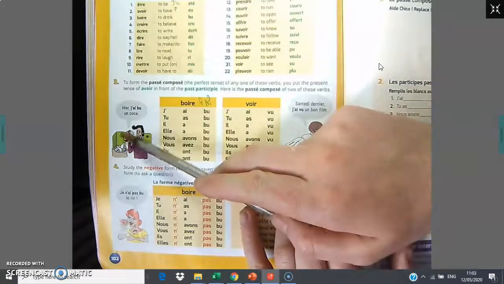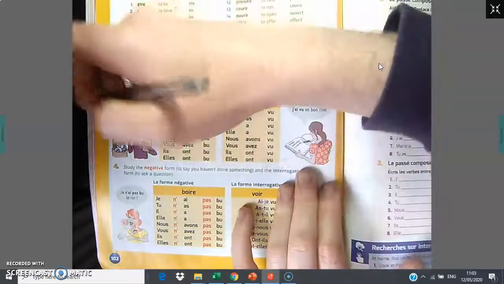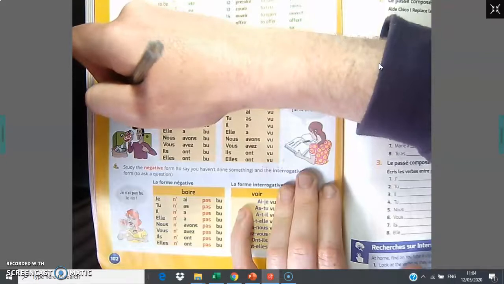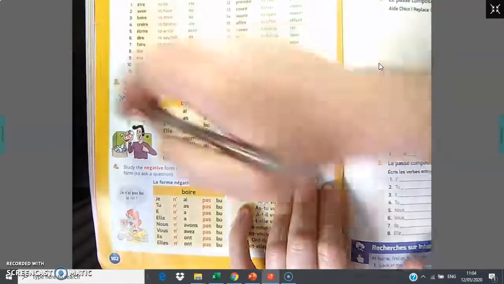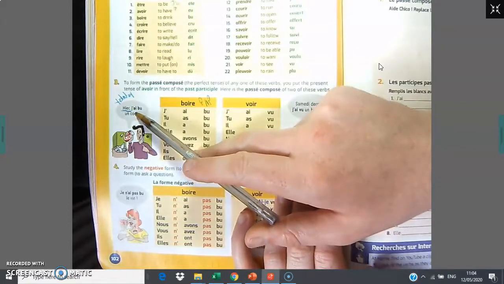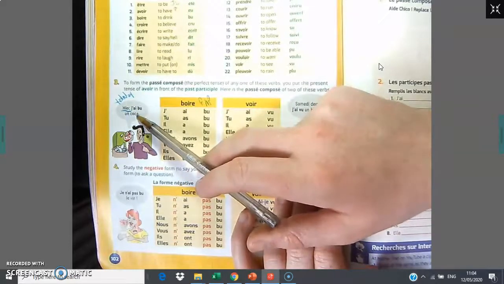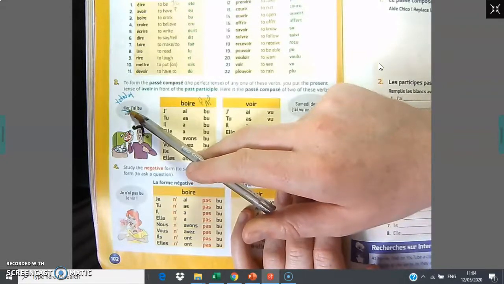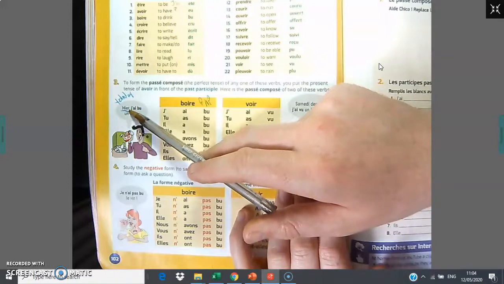If you look here now, I just want you to pay attention to two things. This word hier, that is yesterday. So that's a time word. Whenever you see yesterday, you know that you're going to be using your passé composé. Hier j'ai bu un coca. Yesterday I drank a Coca-Cola. So whenever you see this hier, that's your time word, and you're going to go, okay, I need to use the passé composé.